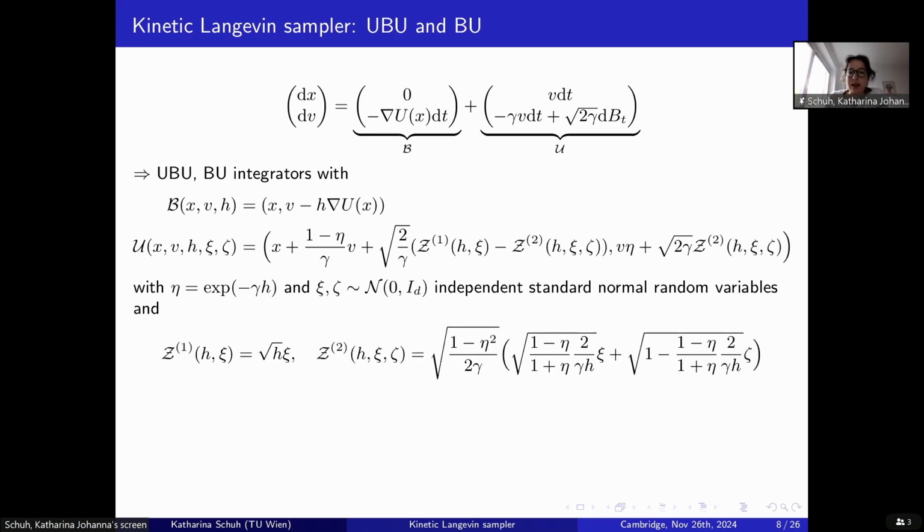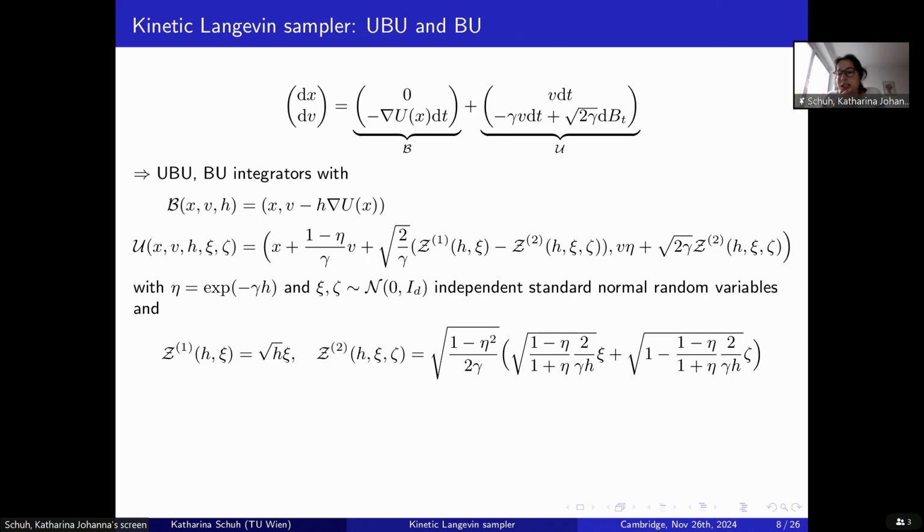So if we have now our B and our U block, then the B block can be implemented rather easily. While for the U block, you don't have to remember this formula. It looks very ugly, and I also have to look it up again and again. But I just want to mention, if I have the discretization step h and I start in a position x and the velocity v, then my new velocity would be of this form, and my new position would be of that form, and my new velocity of this form.